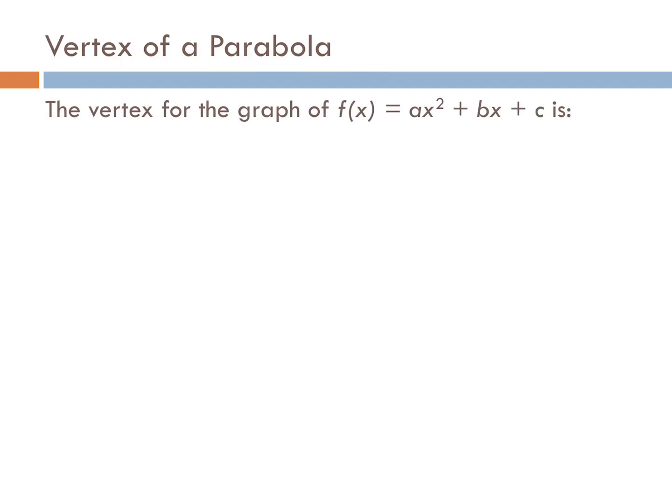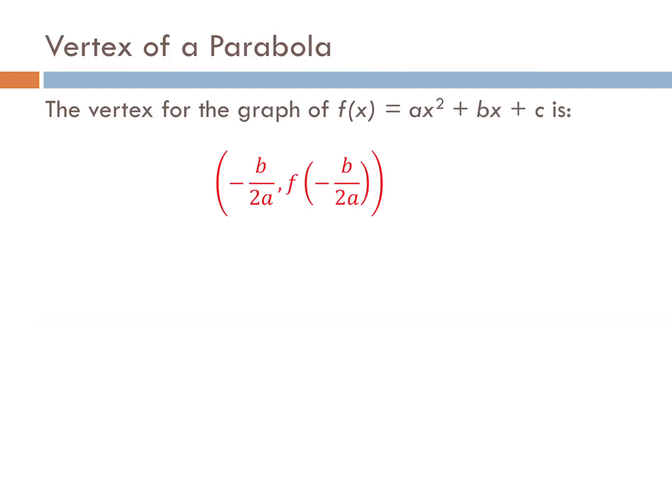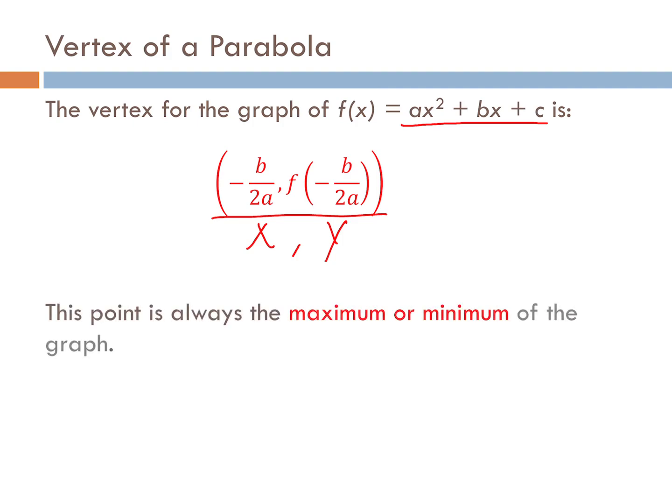When you are asked to find the vertex and you have vertex form or standard form over here, it's easy. You can look at it and get your (h, k). If it's in the form that we're used to looking at, ax squared plus bx plus c, now we have to use this formula. Our x value is just negative b over 2a. For our y value, you plug the x in to get the y, so you're evaluating a function. This is always the maximum or minimum of the graph. Think about when we were drawing them. It was the highest or lowest point, so it's the max or min.